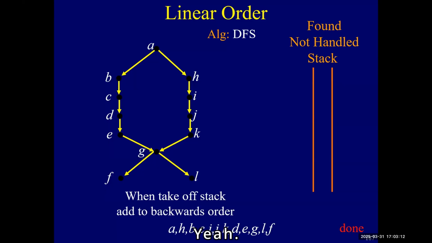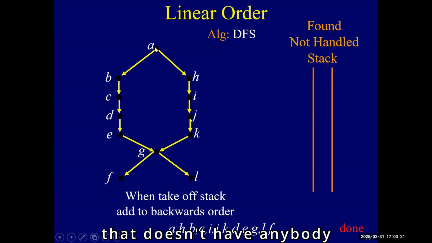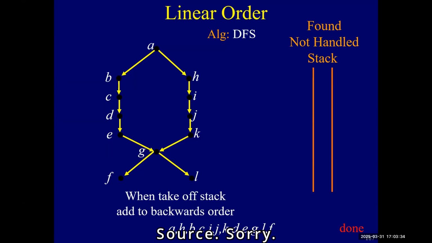Yeah, exactly. A sink is a node that doesn't have anybody coming in. Oh, no, sink's the bottom. What's the top? Source. Sorry, he's right. A is the source, F's the sink. Sounds like water, right? All right, good.